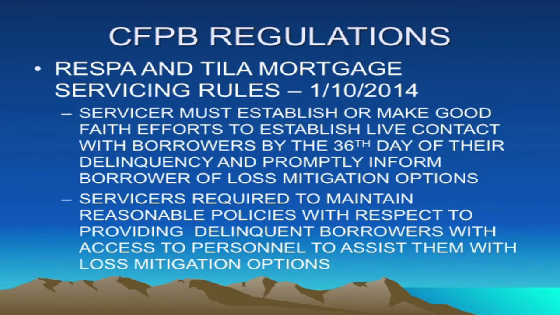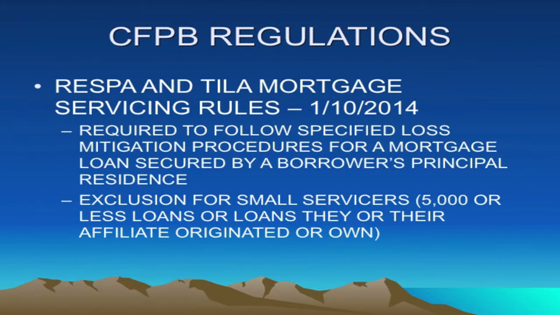Servicers are required to maintain reasonable policies with respect to providing delinquent borrowers with access to personnel to assist them with loss mitigation. They're required to follow specific loss mitigation procedures for mortgage loans secured by the borrower's principal residence. And there are exclusions to these new servicing rules for small servicers, and they define those as 5,000 or fewer loans, or loans that they have originated and that they own.